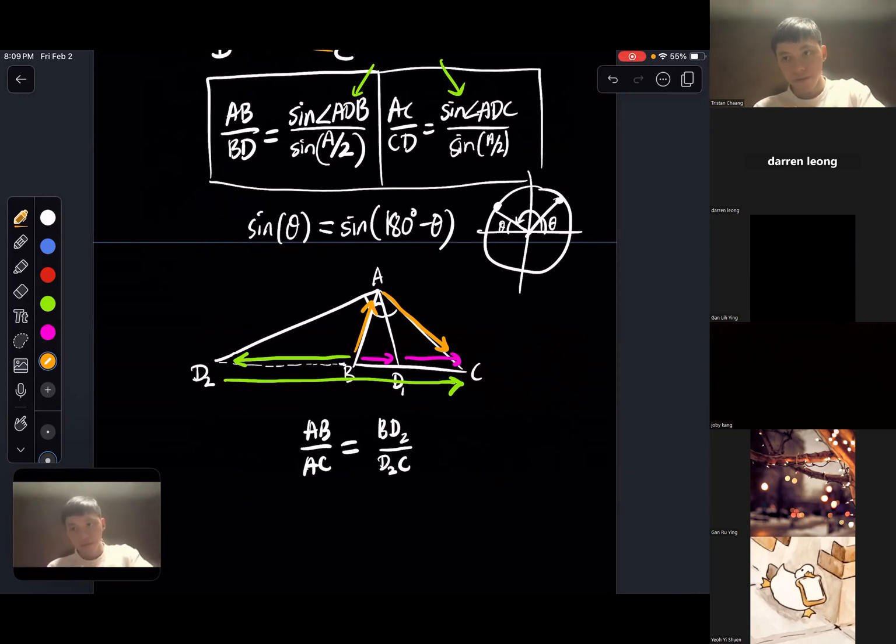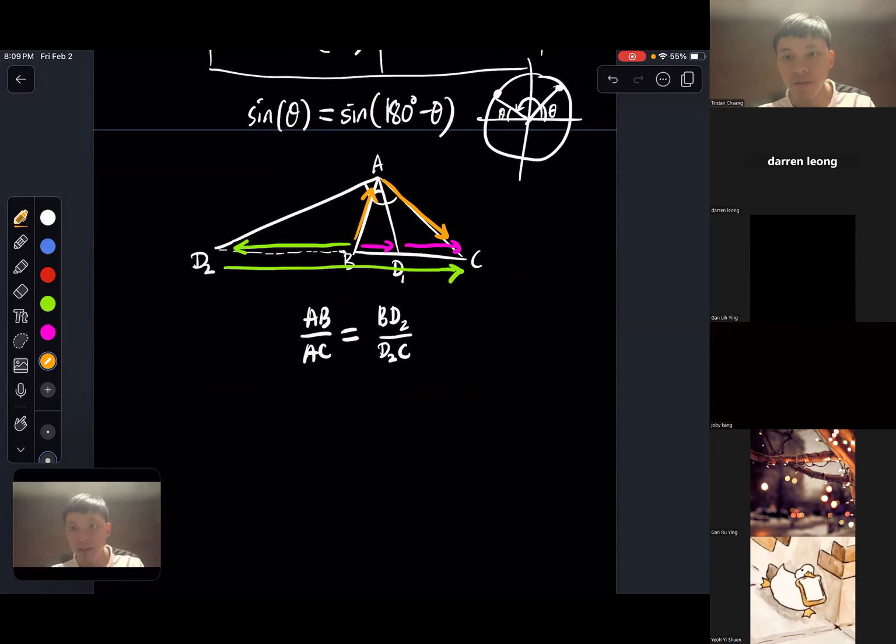This is a very similar proof, in fact. You can use the sine rule to prove it. There are major implications of this, because now this tells us that the green ratio is equal to the pink ratio. BD2 over D2C equals BD1 over D1C. I'm not going to go into details, but if you're interested, this means that D2, B, D1, C form what we call a harmonic bundle, a harmonic set of 4 points. You can do quite a lot with that, but it's a bit too advanced. So, okay, yeah.